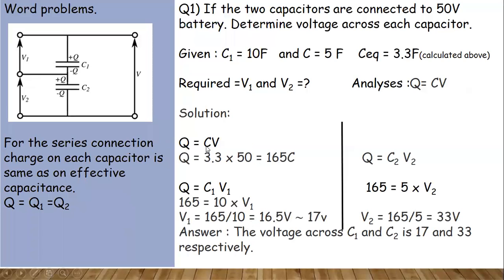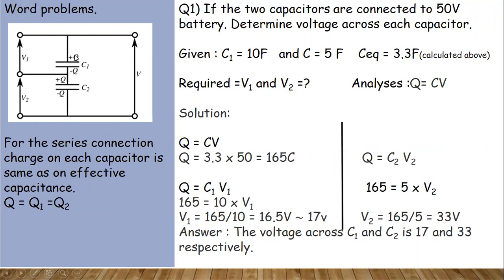Q is equal to CV. So we know that the equivalent capacitance is equal to 3.3 and the voltage is equal to 50. So the total charge along this circuit will be 165 coulombs, right? This 3.3 is the equivalent capacitance. These two can be replaced by one capacitor of 3.3 farad. So 3.3 into 50 is equal to 165 coulomb.